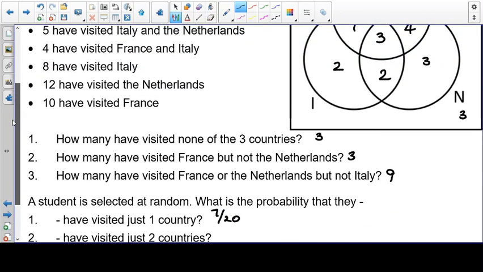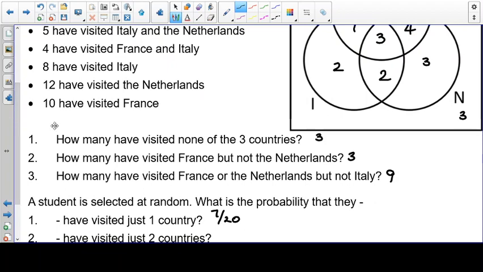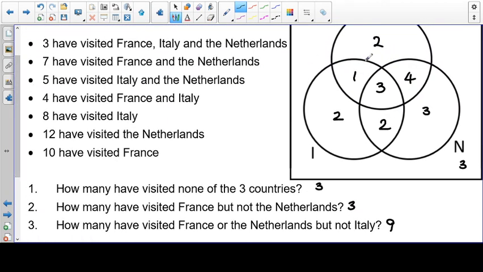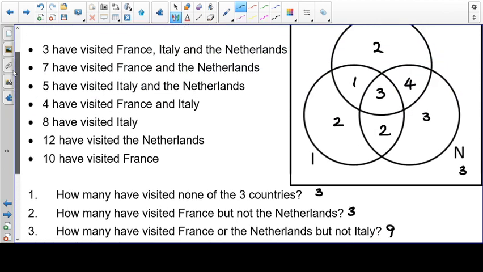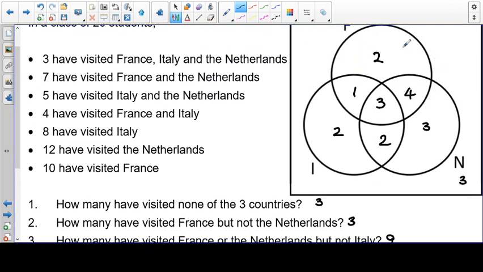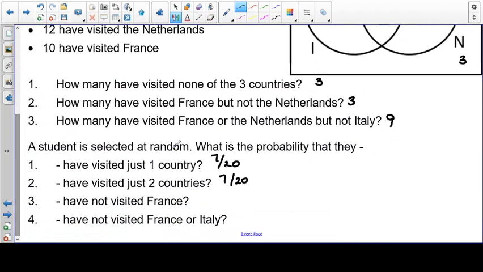What's the probability that they visited 2 countries, just 2 countries? So 1, 5, 7. Again, so 7/20. Have not visited France. So everything outside of that: 2, 2, 3, 3. So that's 10/20. Don't forget the ones here. This is a common mistake, to forget these here, which is a half.